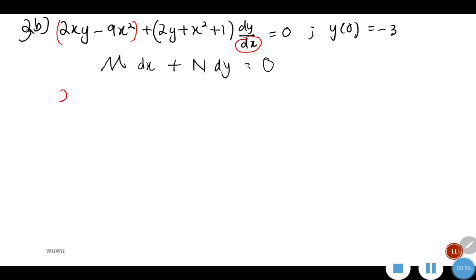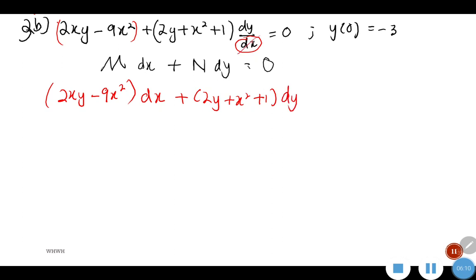So what you will have is 2xy, saya ni siap-siap lah, minus 9x square. The whole term darab dengan dx. And plus with 2y plus x square plus 1 dy. Sebab this one you darab dengan dx pun, this will be cancel kan dengan yang kat bawah ni. And 0 times with dx will give you 0.